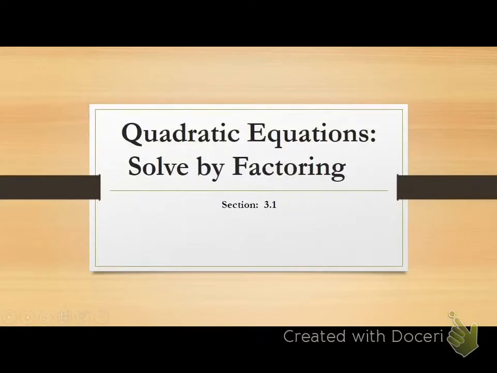Right, so today we're going to talk about the last method for solving quadratic equations. We've talked about the graphing method, where we're looking to see where the parabola crosses the x-axis. We talked about the square root method, which we're only going to use when there's not a b in the equation. And the quadratic formula, which needs to be a last resort. Unfortunately, it may not be the case for some of you, but that's okay.